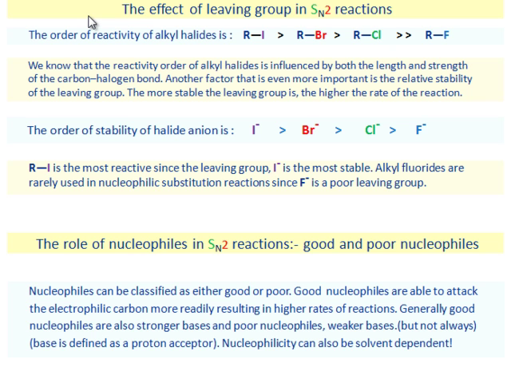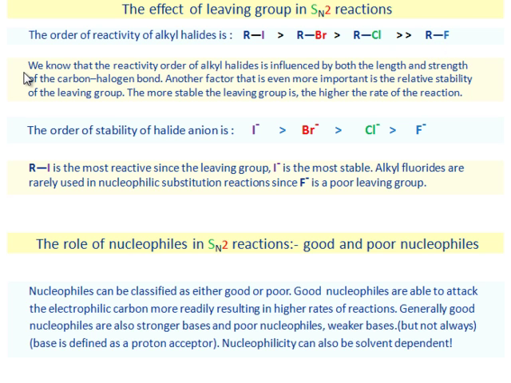The effect of leaving group in SN2 reactions. The order of reactivity of alkyl halides is RI is more reactive than RBr, which is more reactive than RCl, which is much more reactive than RF.